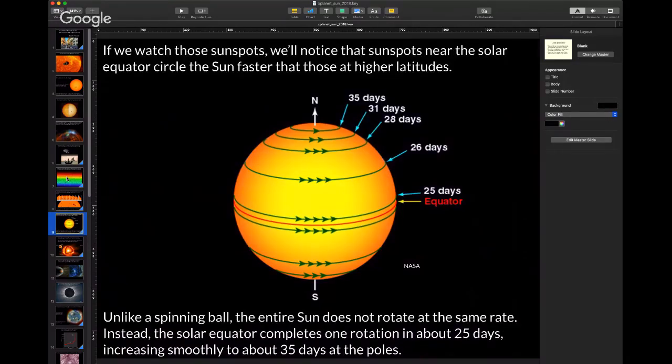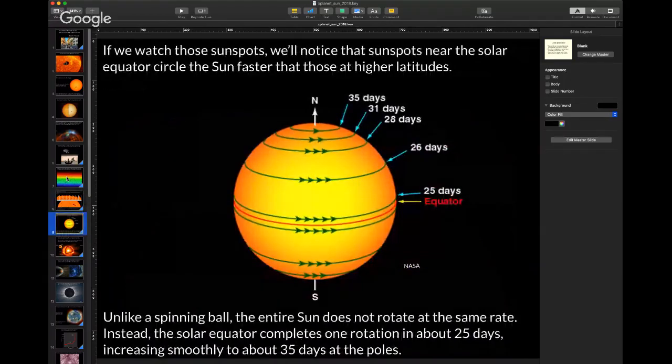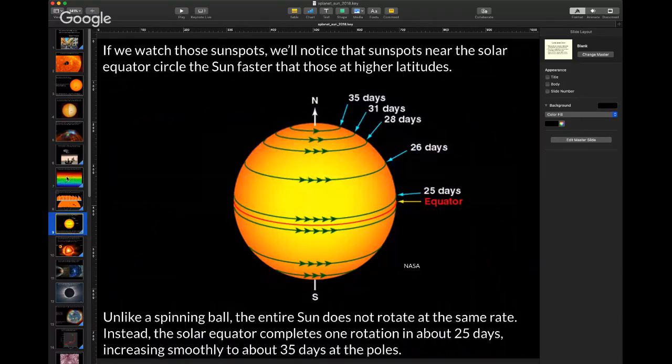So if we watch these sunspots, you'll notice, as we did in the last one, that the sunspots are sweeping across the surface of the sun. And what you find is that those sunspots that are near the solar equator circle the sun faster than the ones at higher latitudes. And this is how we tell that the sun is rotating. The sun is not rotating at a constant rate. It's not a solid ball. It's a gaseous ball. And so the solar equator takes about 25 days to rotate around, and we get that just from watching sunspots as they go around.